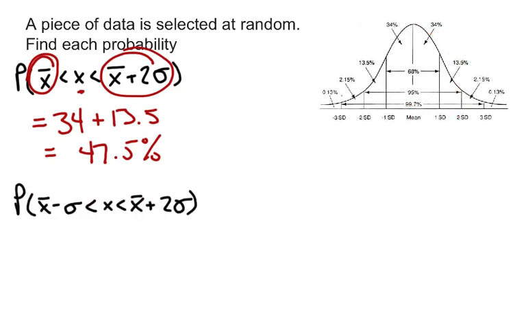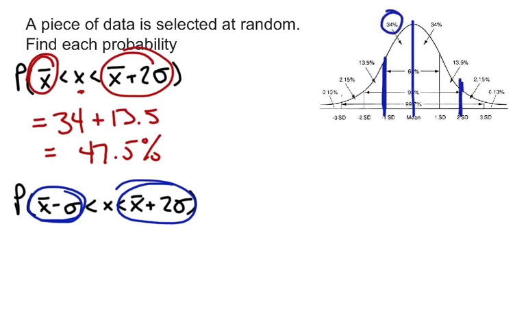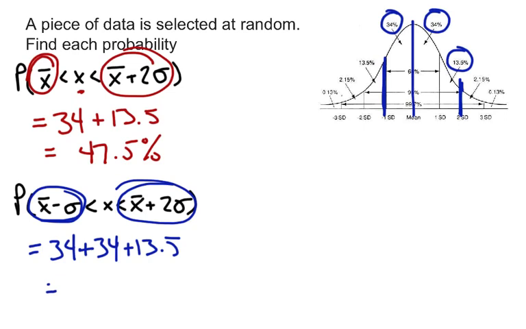The next one here says that X is between X minus a standard deviation and X plus 2 standard deviations from the mean. So we start at our mean. We're going to go down 1 standard deviation and up 2 standard deviations. So what's going to be the total probability? Just add those together: 34 and 34 and that 13.5. Adding all in, that's 68 plus 13.5, which is 81.5%.